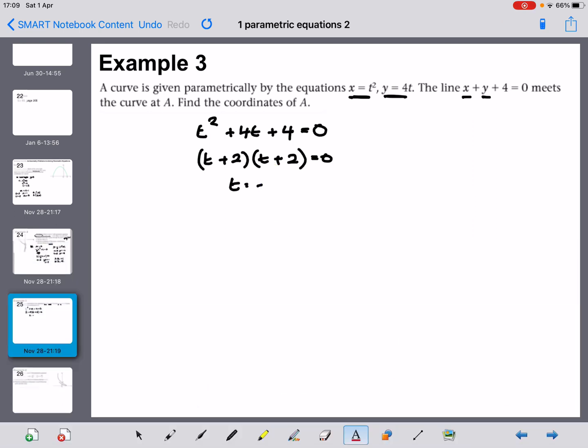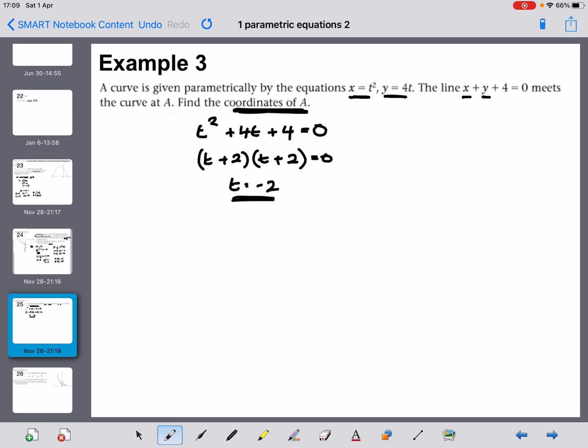Minus 2. So that's the value of the parameter at the point where the line intersects that curve, or whatever it happens to look like. If we want the coordinates, remember we want normal coordinates, so we need an x and a y value, we can substitute t equals minus 2 into each of the parametrics.